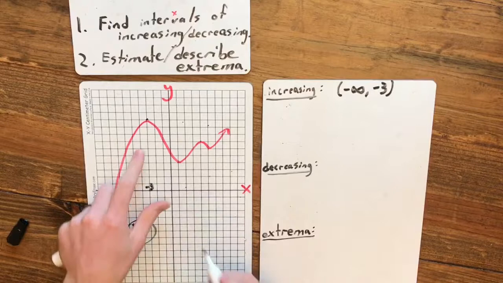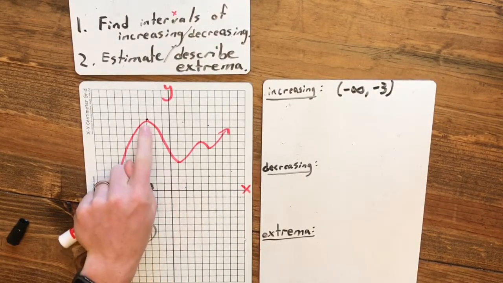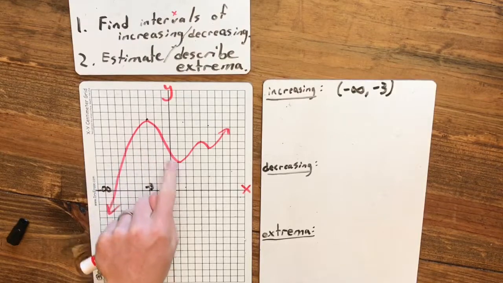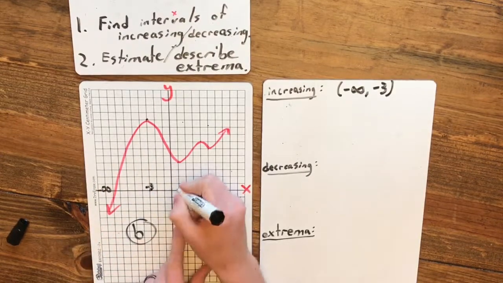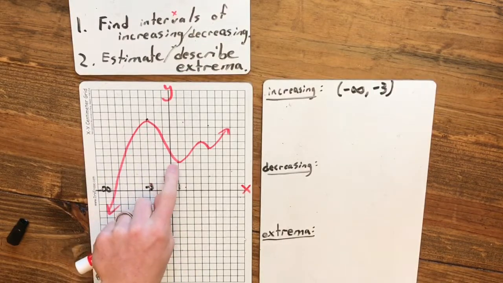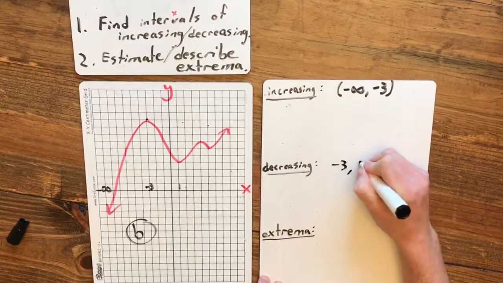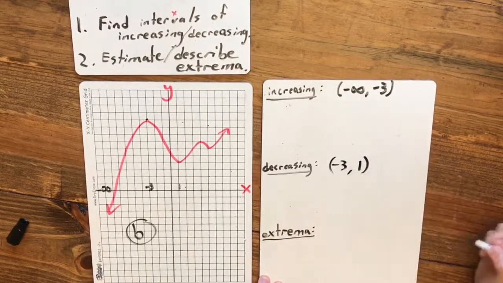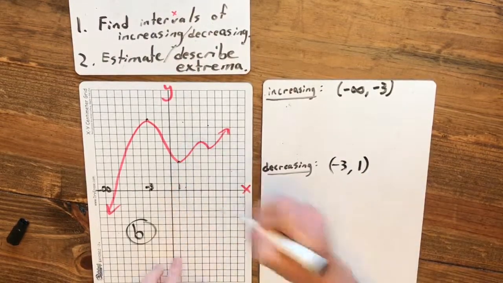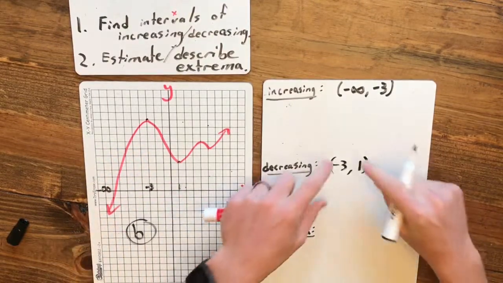So then we continue on. I can see as I continue to the right, it's going down, it's decreasing until I get right here at this x value of 1. So it decreases until I get to the x value of 1. So from negative 3 to 1, it was decreasing. Again, at both of these points, it doesn't actually decrease at the point, so we just put parentheses.